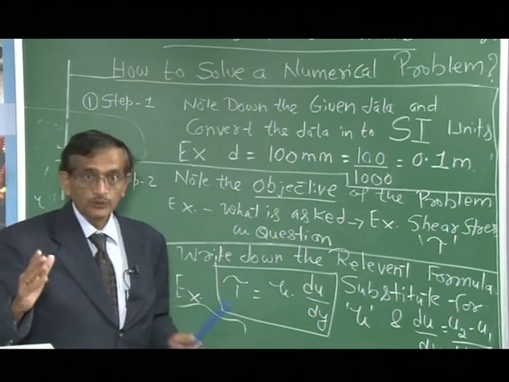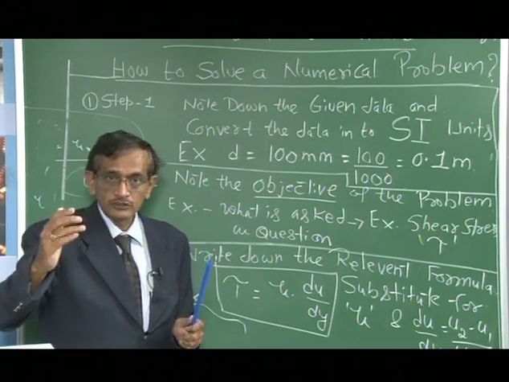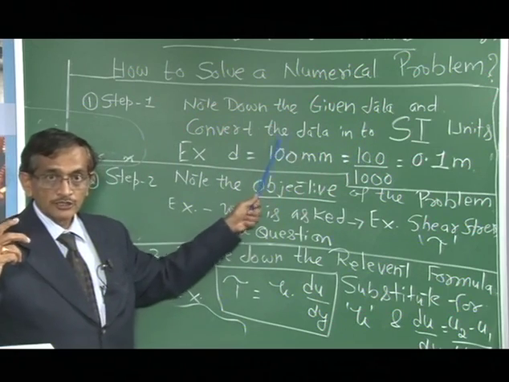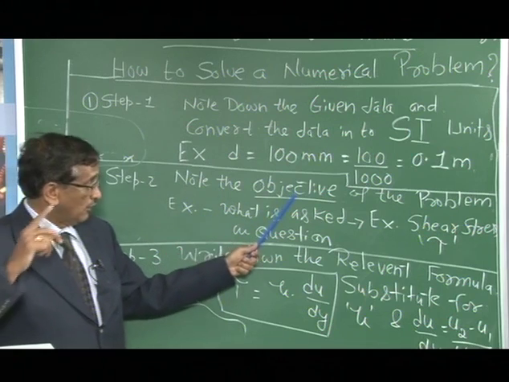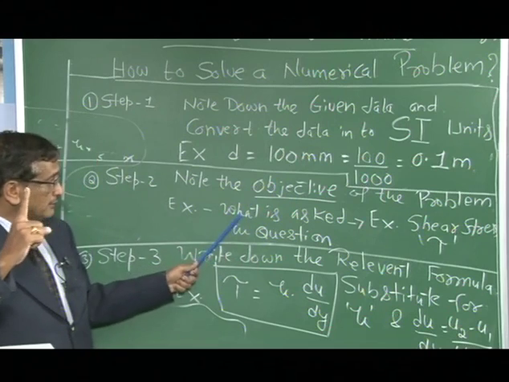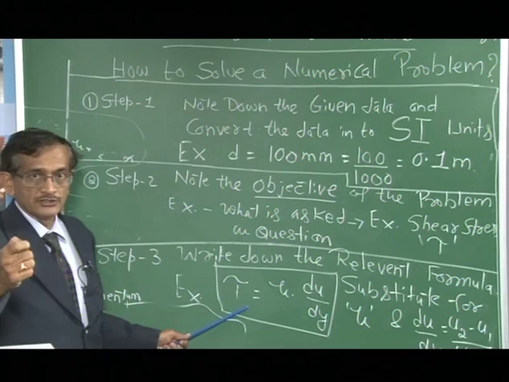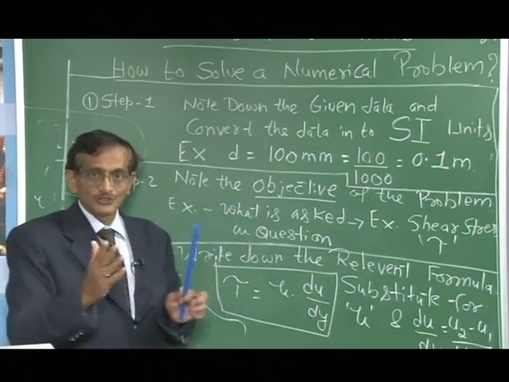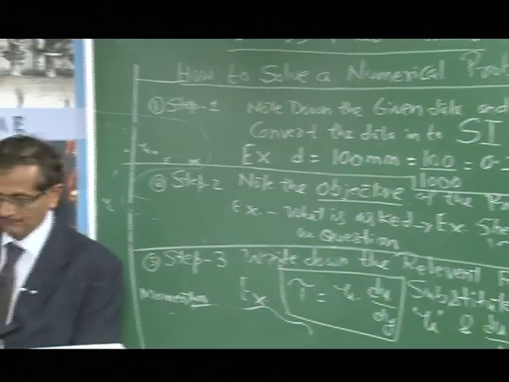So, hopefully my students have understood how to solve a numerical problem. First, they will note down the data which is given and convert into SI units. Number 2, they will identify what is the objective of the problem, then they will note down the relevant formula. Whatever relevant formula is there, you write, you substitute in SI units, you get the answer. So, it is so simple, the 3-step mantra. We will come back to our problem now.